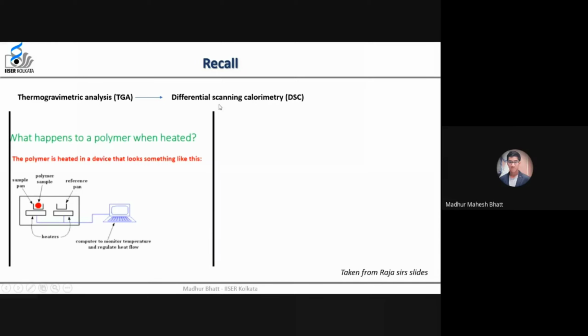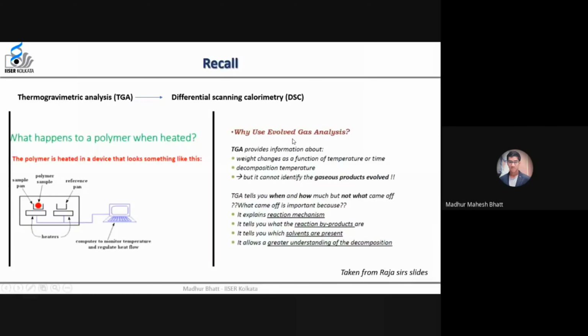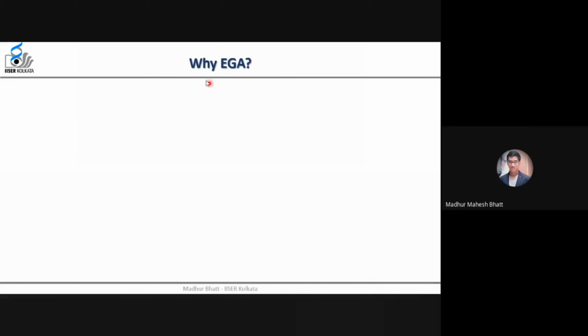Then we learned about differential scanning calorimetry, in which we learn about phase change from solid to liquid or crystallization. And then we learned about evolved gas analysis. So I will talk a little bit more about evolved gas analysis here. So EGA is the coupling of thermal analysis and gas analysis.